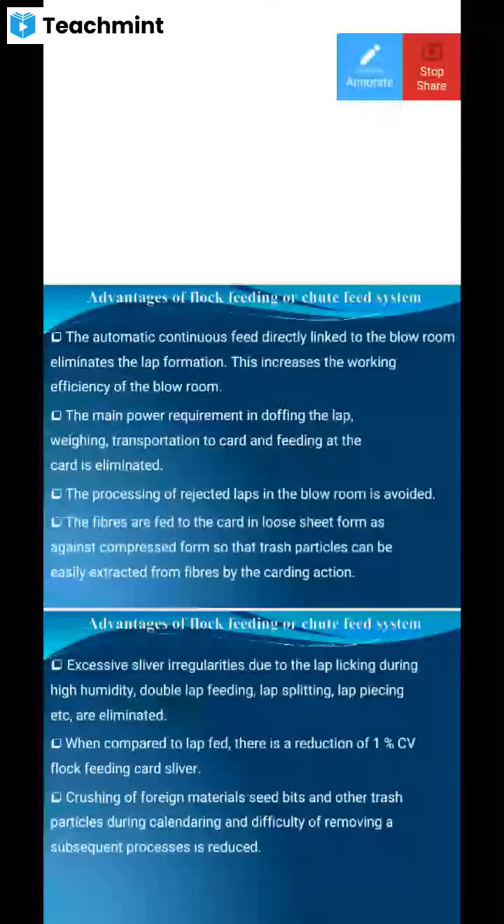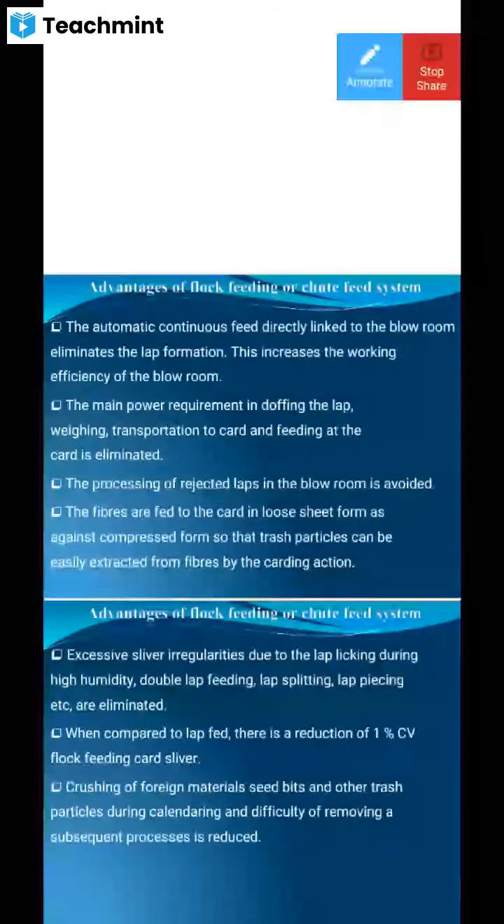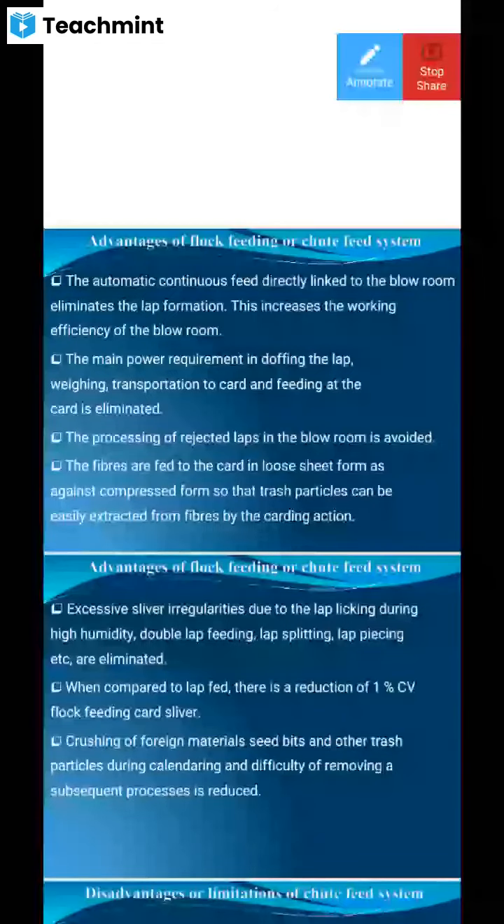The processing of rejected lap in blow room is avoided. The fibers are fed to the card in loose sheet form as against the compressed form, so the trash particles can be easily extracted from the fibers by the carding action.